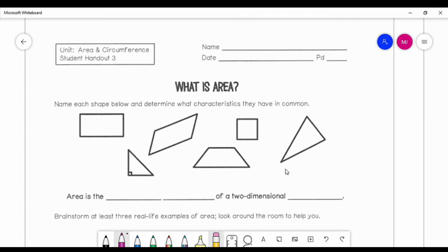Alright, today we're looking at handout 3. We're continuing on with area. Name each shape below and determine what characteristics they have in common.